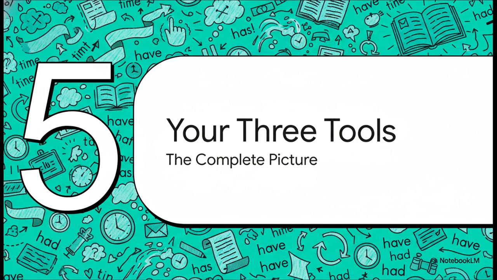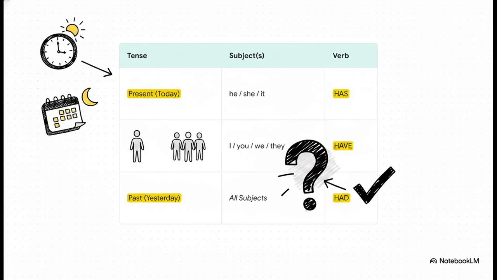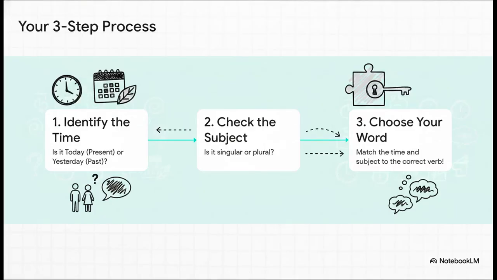So let's pull everything together so you can see it all in one place. Okay, think of this table as your ultimate cheat sheet. For anything happening today, you just check your subject, is it one person or more, and pick between has and have. And for anything that happened yesterday, forget about it. It's always had. That's the whole system right there. So let's wrap this up with a super simple three-step mental checklist you can use every single time. First step, ask yourself, is this story about today or yesterday? Second step, if it's today, just check your subject, one person or more than one. And boom, third step, just pick your word. That's literally all it takes to solve the puzzle.